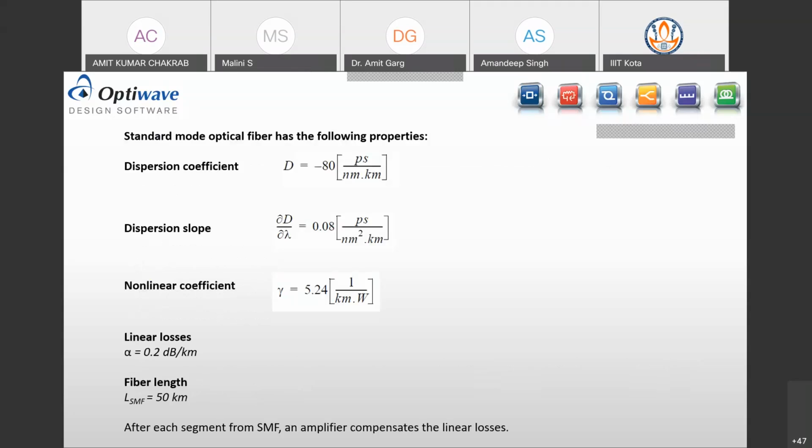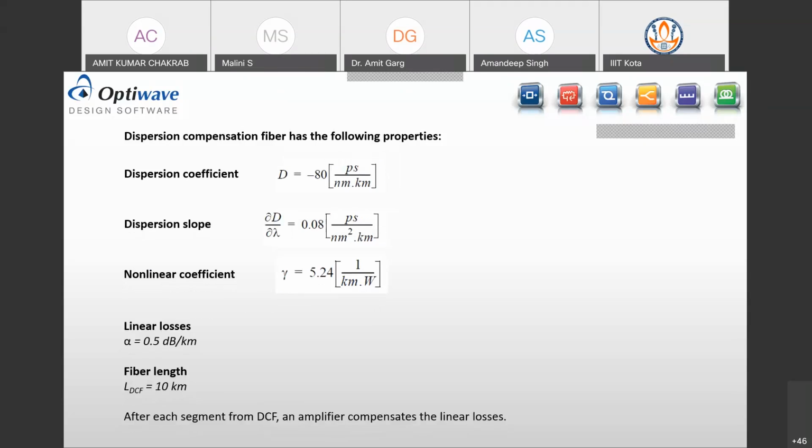So for optical fiber, standard optical fiber or single mode fiber, these are the coefficients: dispersion coefficient, dispersion slope, nonlinear coefficients. So these are the formulas for that. The linear losses we can mention as 0.2 dB per kilometer. Fiber length we will take as 50 kilometers. In the single mode fiber, the amplifier compensates the linear losses. So that is the reason we are using EDFA there.